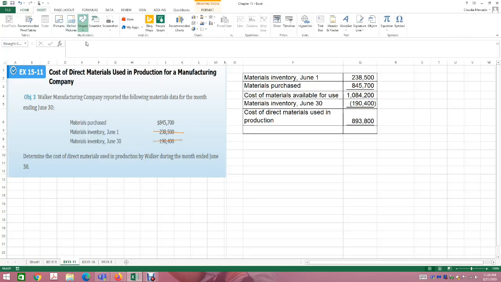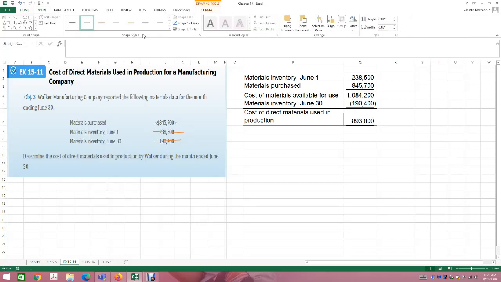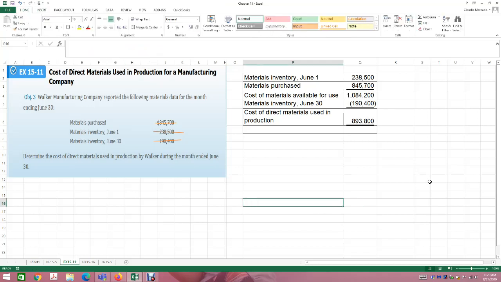And we've used all of these three numbers in our calculations. So, they're asking us to determine the cost of direct materials used in production. We always start off with our beginning inventory. If you have any from prior month, which we did, we had 238,500 in materials from last period. During this month of June, we purchased 845,700 of materials. So we have available 1,084,200.